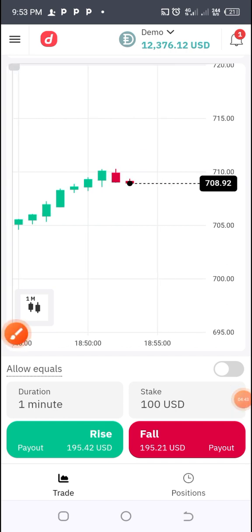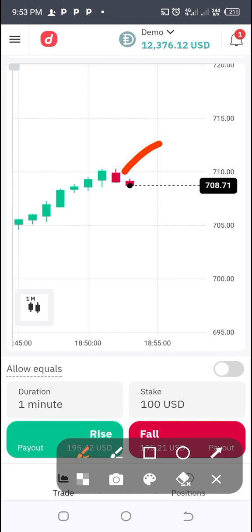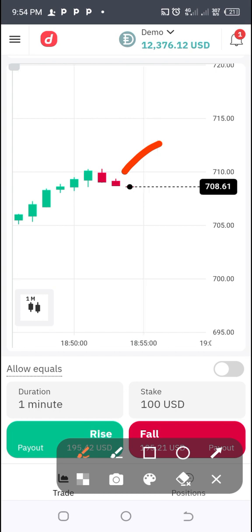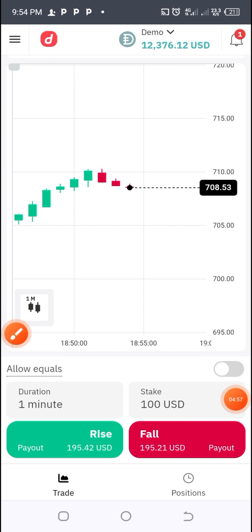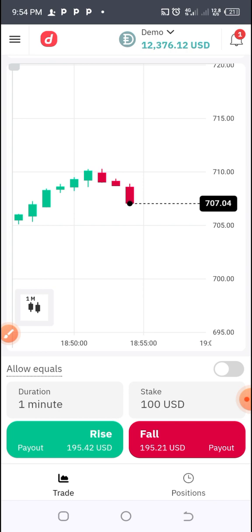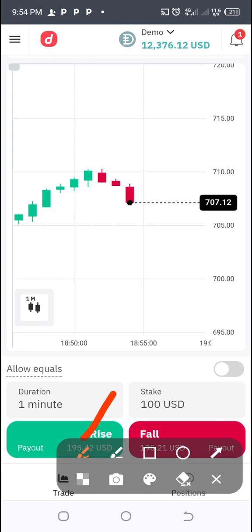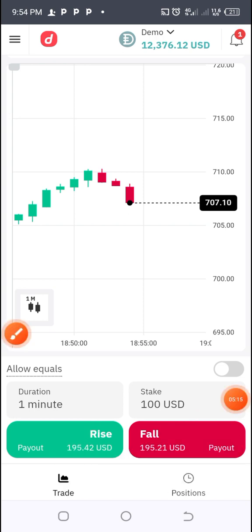For example, this is a bearish candle. What if we assume that in the next minute the candle will also be bearish, and if we enter here, then I can press fall. As simple as that. If you believe price will be higher than your entry, you press rise. If you believe price will be below your entry, you press fall, and the payout will be indicated here. It is as simple as that.